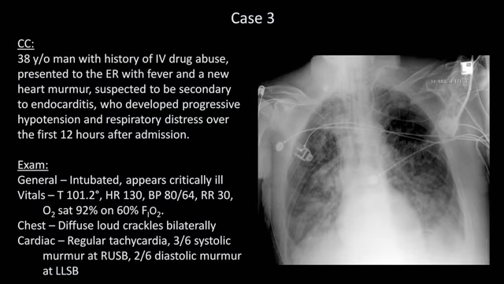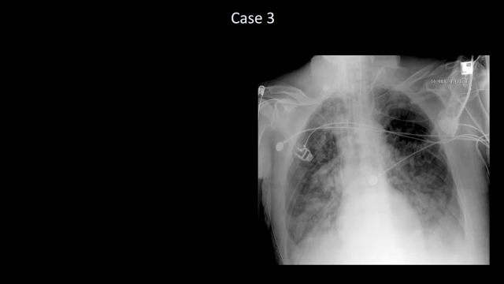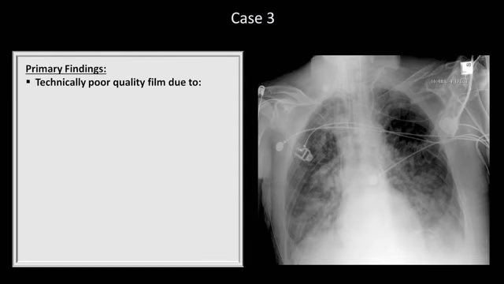Case 3. A 38-year-old man with IV drug abuse presents to the ER with fever and a new heart murmur, suspected to be secondary to endocarditis, who developed progressive hypotension and respiratory distress over the first 12 hours after admission. So before talking about the findings, let's discuss the technical quality of the film, as it's obviously worse than the first two cases. First of all, the patient is rotated, not just around one axis, but around two.